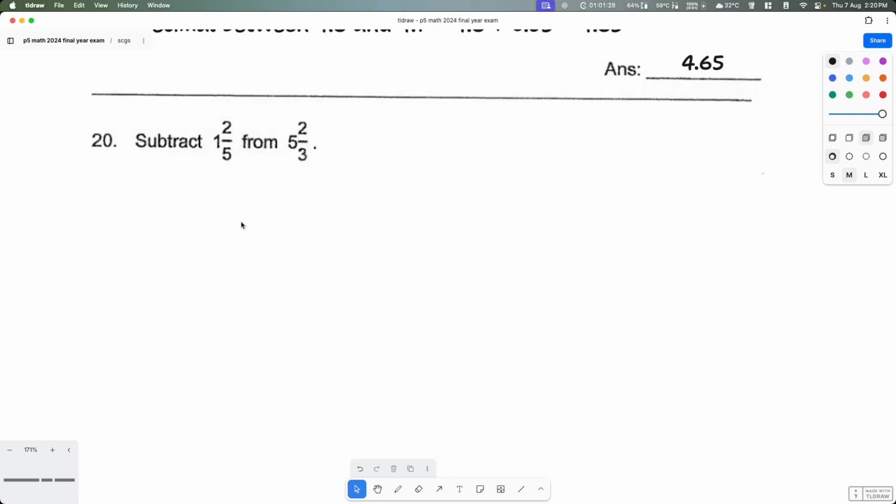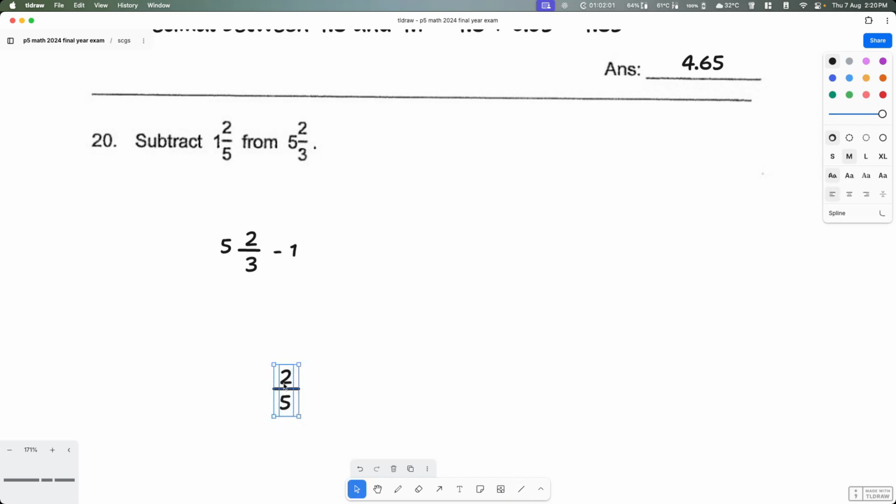Subtracting 1/2 from 5, 2 over 3. So you have 5, then 2 over 3, and your line over here. Then you minus 1 and 2 over 5. That's what I say over here.